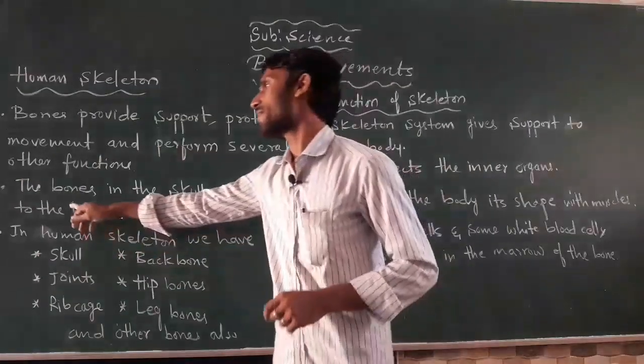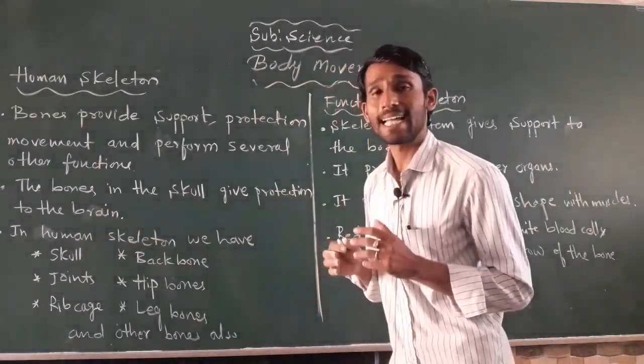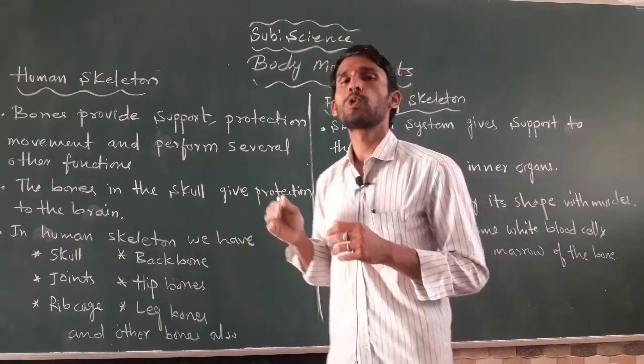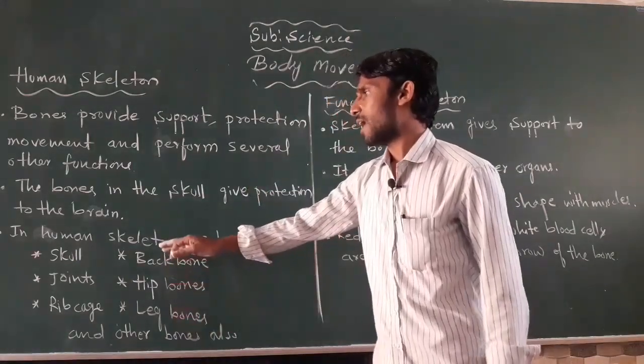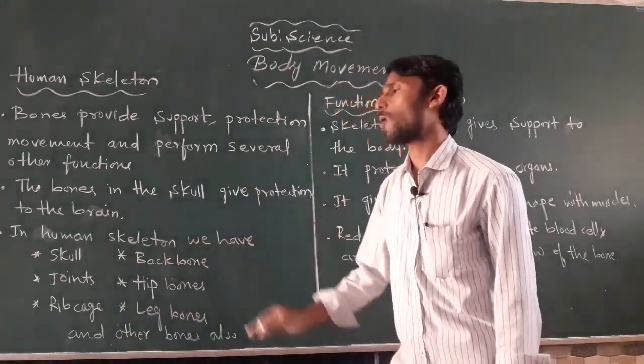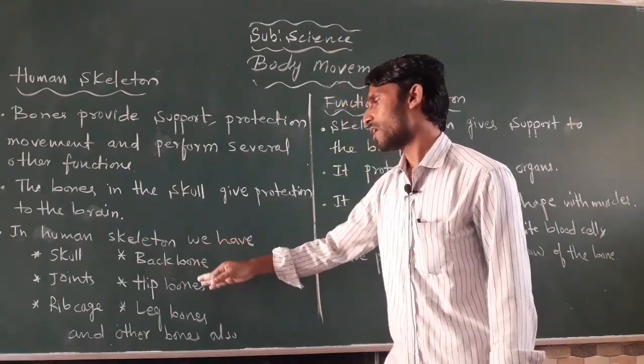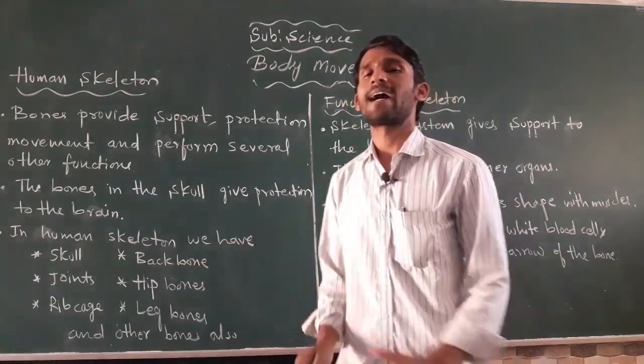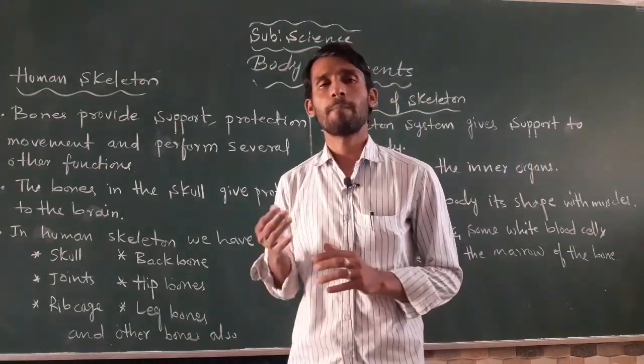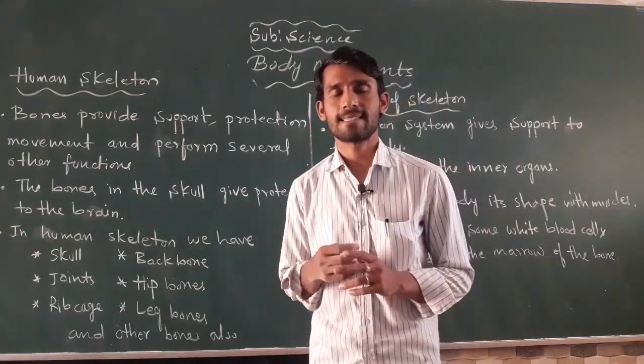Yes friend. Next point, the bones in the skull give protection to the brain. Next point, in the human skeleton we have the skull, joints, ribcage, backbone, hip bones, leg bones, and other small bones also present in our human skeleton system.